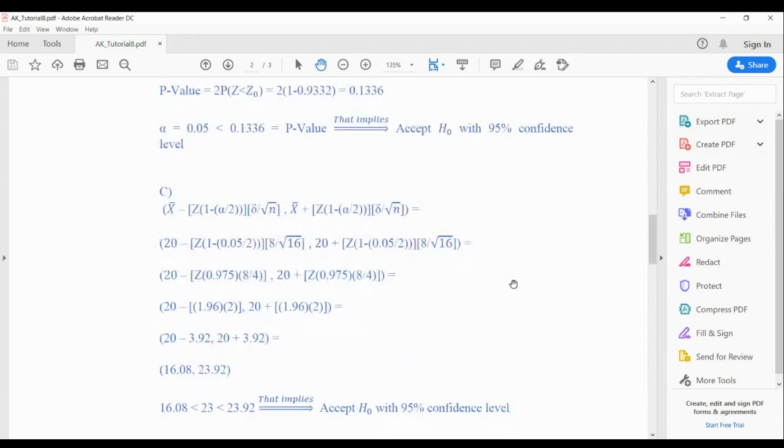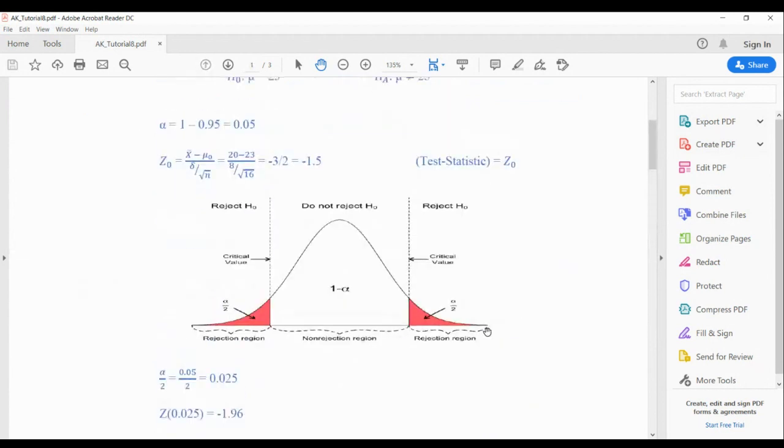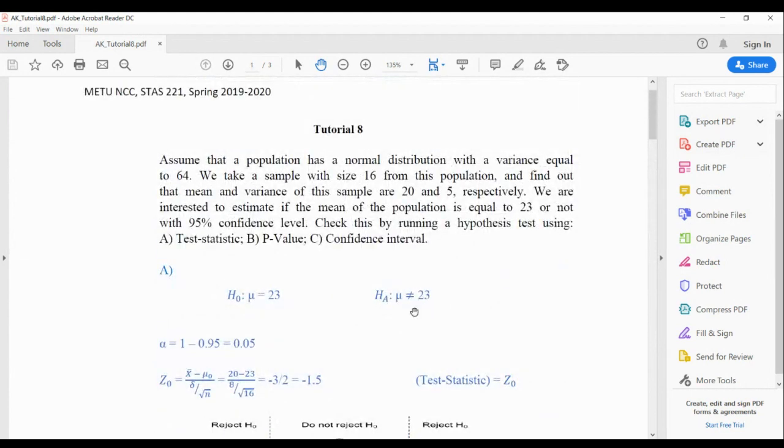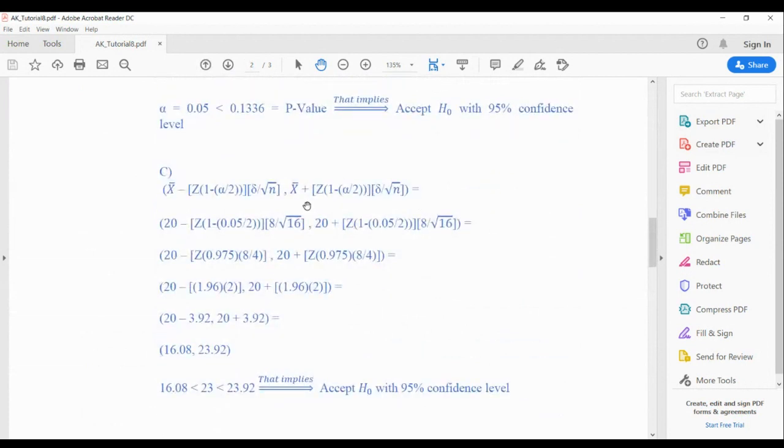Okay, the last one, we want to run the hypothesis test using a confidence interval. It is possible, especially when we are dealing with two-sided cases: equal, not equal. So you already know how to construct a confidence interval. We had it also in one of the tutorials. But let's see. Here I understood that this is Z. We already talked about it. And we understood we have sigma.